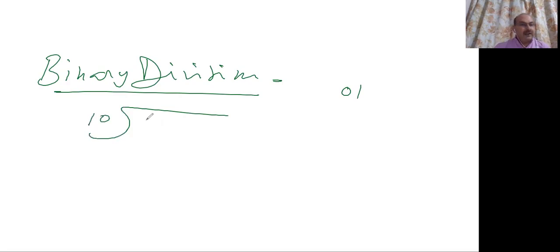Today we will begin with binary division, which is almost similar to how we do it in the decimal number system. Remember, in binary division, the answer will come in the form of zeros and ones only. So it is going to be simple. Let's take an example. Say I have to divide 1010 by 10.